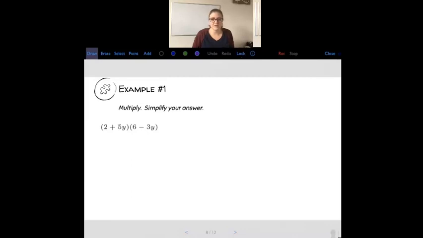So I'll go over this one a couple of ways. So first is to use FOIL, where you would multiply the first in each of the parentheses, so 2 times 6 would give us 12.